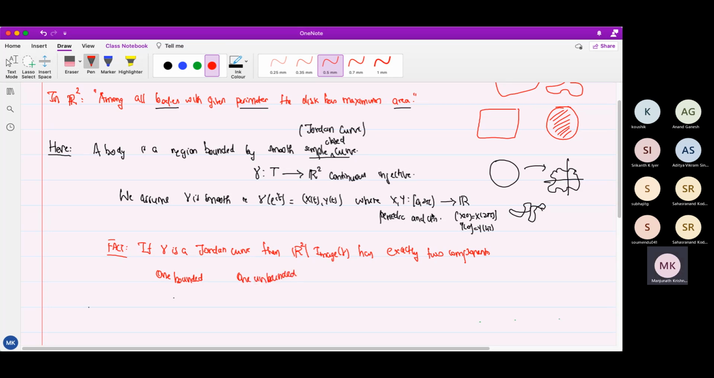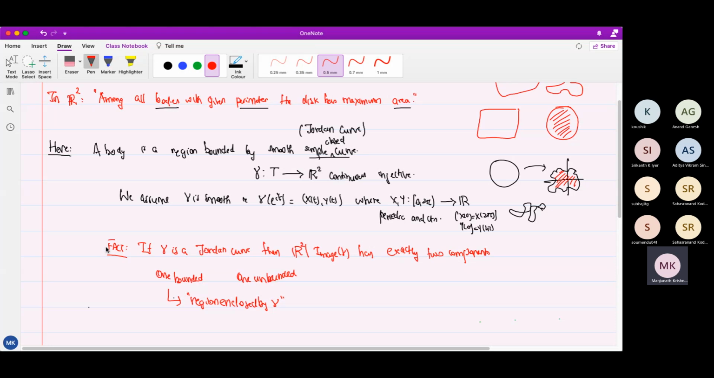You can see it intuitively: here is the bounded component, and the unbounded component is what is outside. This is what we mean by the region enclosed by gamma. If you have a Jordan curve, then the complement of the image gives you two components, and the bounded one is called the region enclosed by gamma. It is, by the way, a non-trivial fact, this Jordan curve theorem.